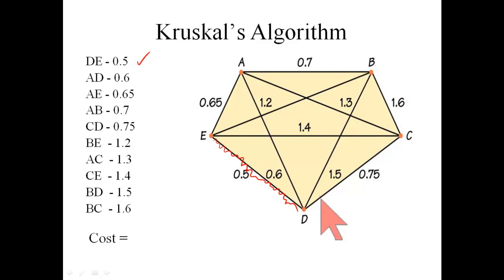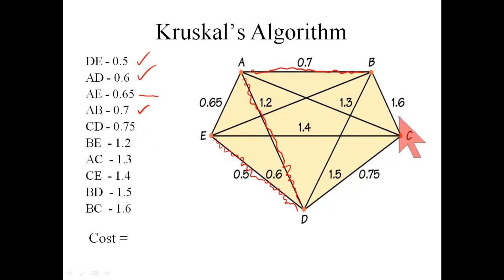So we'll put that in the tree. Edge AD. Would adding that create a circuit? No. So it being the next most expensive edge, I put it in. AE is 0.65. Would that create a circuit? Yes. So I don't use that one. It would be redundant to use that one. I would be using more internet cable than I need. How about AB? It's up here, the 0.7. That would not create a circuit, so yes, I throw that one in.